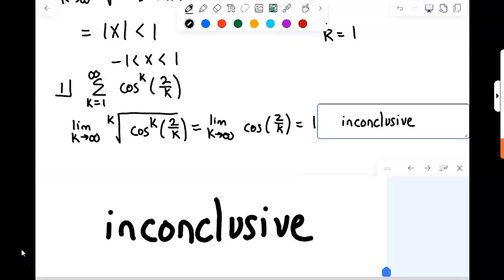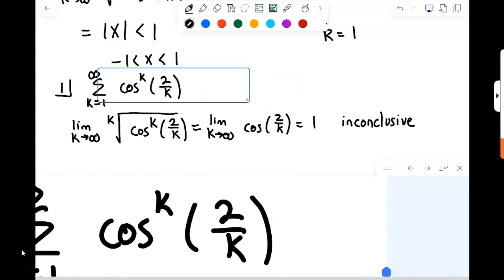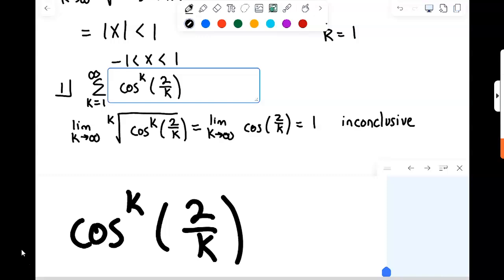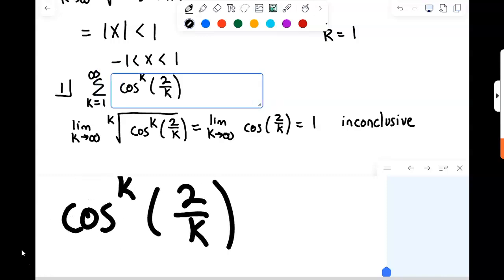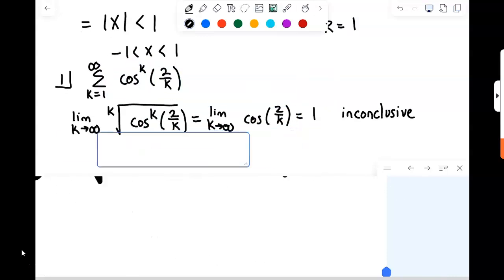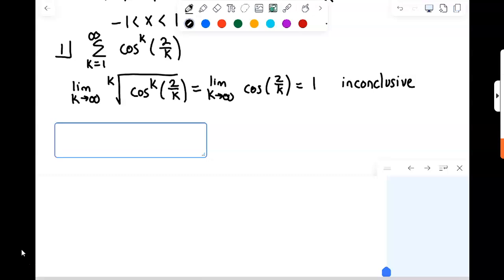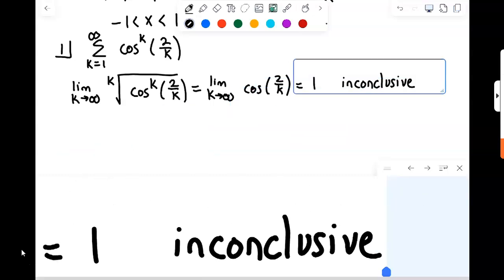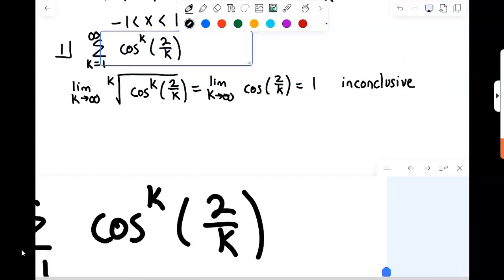Okay. And as we already discussed, the ratio test probably is not going to be a good idea here. That's probably going to lead to some problems as well. So with that in mind, what do we do? Well, what else do we have at our disposal?